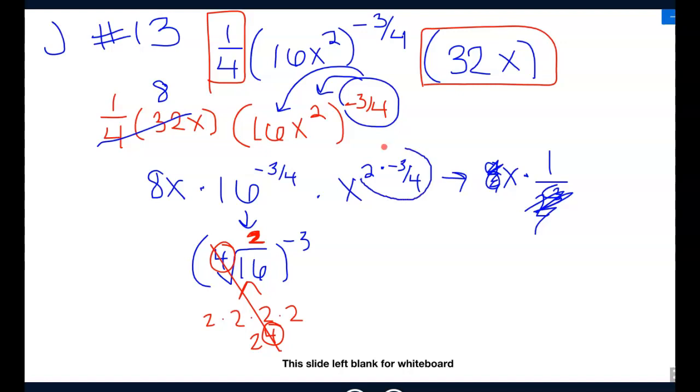Over here, you multiply those together. So we know it's going to be x. 2 times 3 is negative 6 over 4. Well, negative 6/4 becomes negative 3/2.